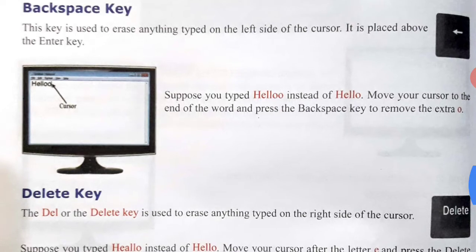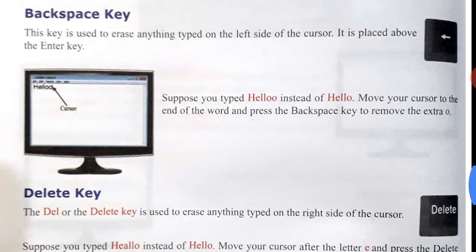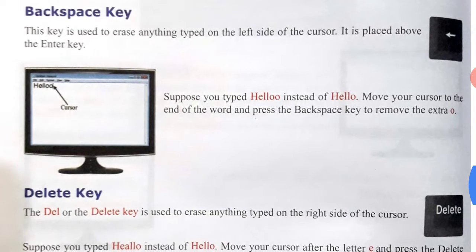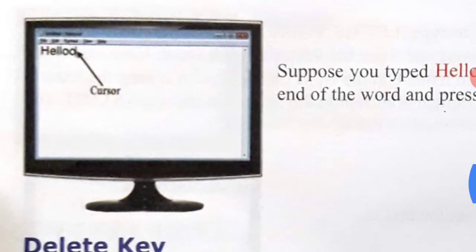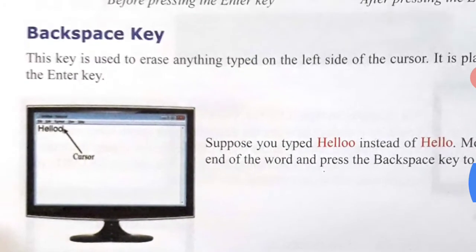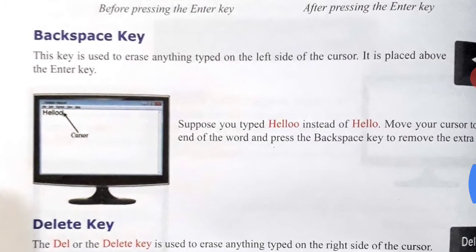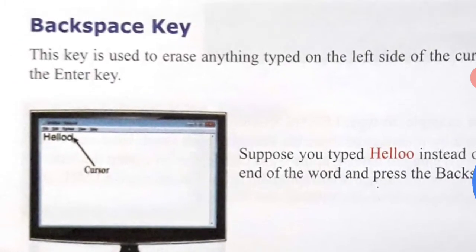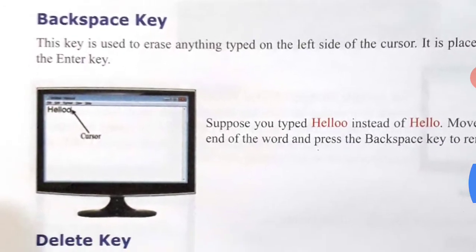Now see here. Suppose you type HELLO instead of HELLO. See the spelling: HELLOO instead of HELLO. Move your cursor to the end of the word and press the backspace key to remove the extra O. Here the wrong spelling is typed. So what do you have to do? You have to press the backspace key to remove the extra O.